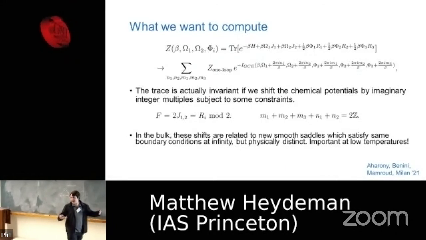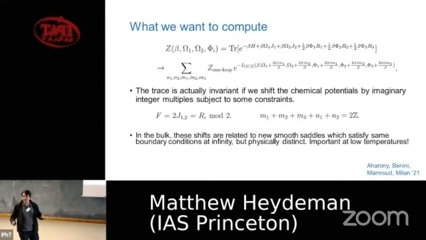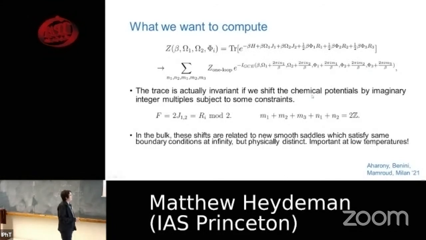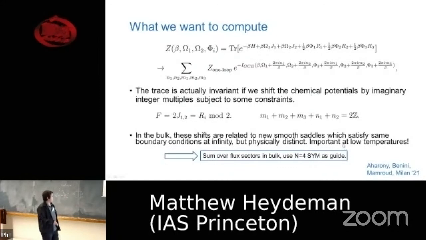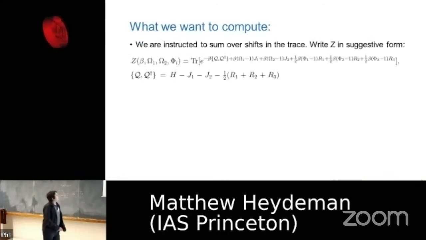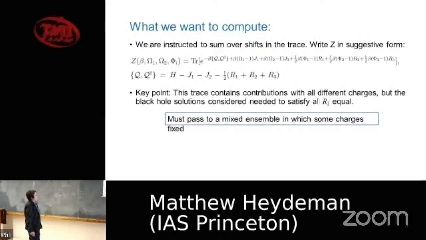And indeed, we'll have to add up a bunch of Euclidean geometries in order to reproduce things like the index. So this is an important technical point, but we have to sum over flux sectors, and that's also what we would do in N=4 super Yang-Mills. So we're going to do the same calculation in the bulk and the boundary. Okay, I'm going to move a little bit quickly through this.